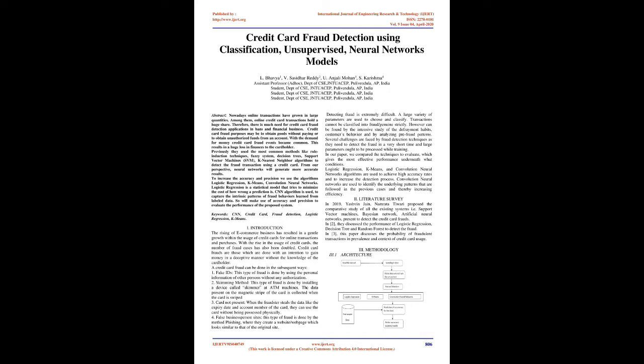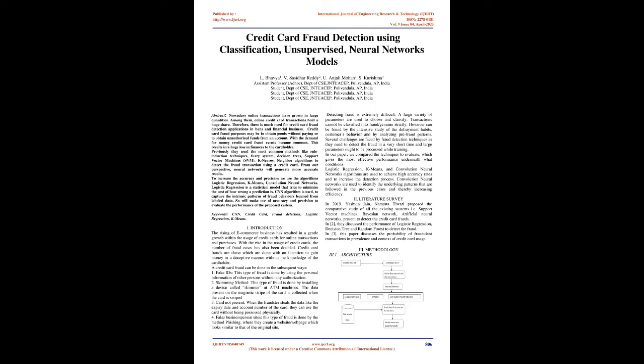4. False business person sites. This type of fraud is done by the method of phishing, where they create a website or web page which looks similar to that of the original site. Detecting fraud is extremely difficult. A large variety of parameters are used to choose and classify. Transactions cannot be classified into fraud or genuine strictly. However, fraud can be found by the intensive study of the defraudment habits, customers' behavior, and by analyzing pre-fraud patterns.